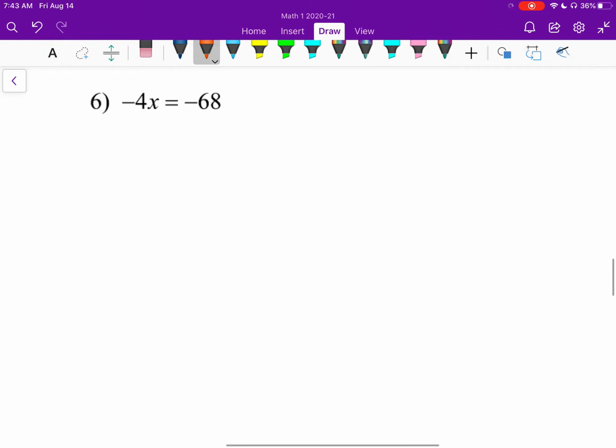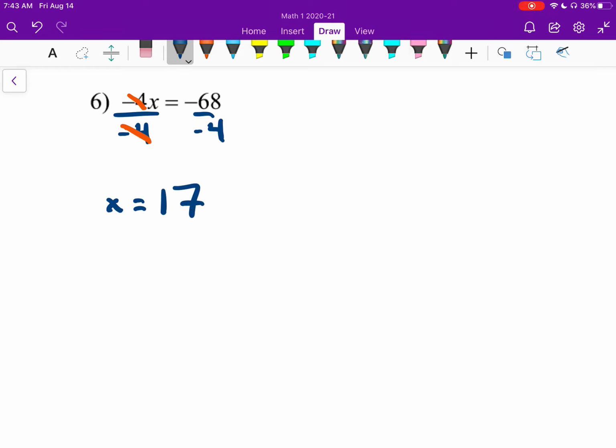Number 6, negative 4x equals negative 68. Just like up on the first page, we've got a coefficient in front of our variable. To get rid of that coefficient, to get rid of that multiplying by negative 4, we need to divide. So I'm going to divide both sides by negative 4. Now I'm going to cancel out my negative 4's, and I'm left with x equals, and let me grab my calculator. Negative 68 divided by negative 4 is equal to 17. And there's our answer.